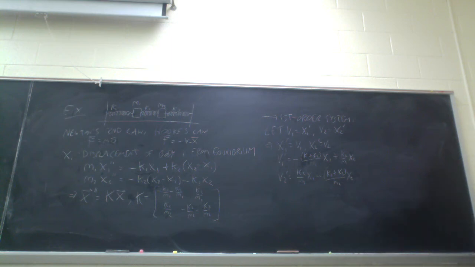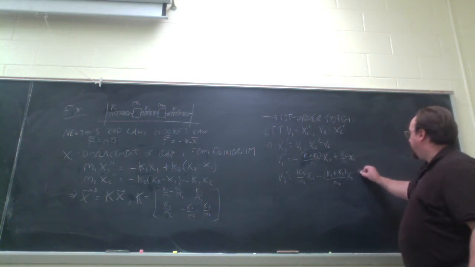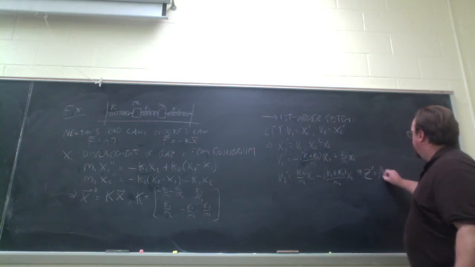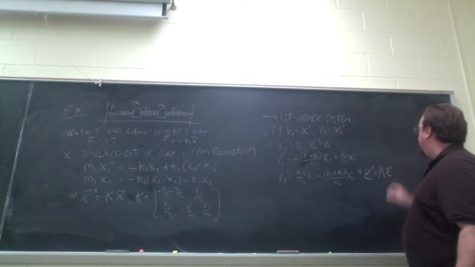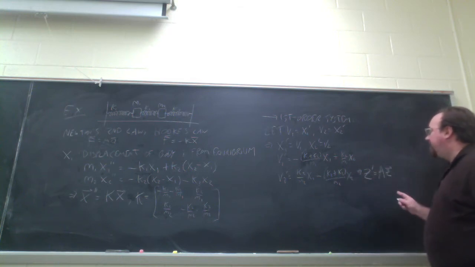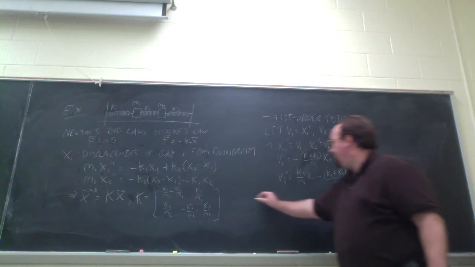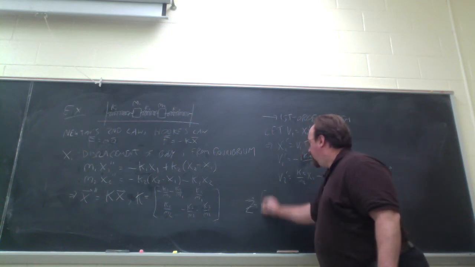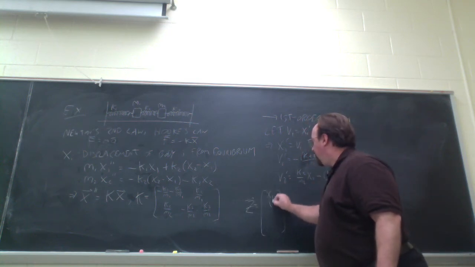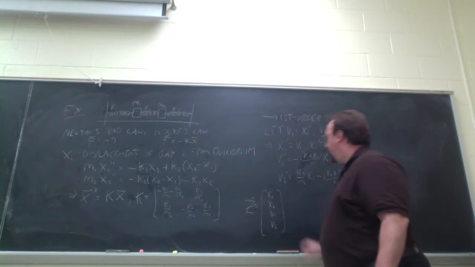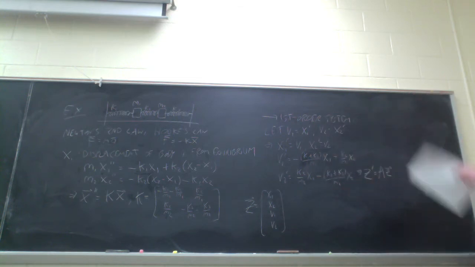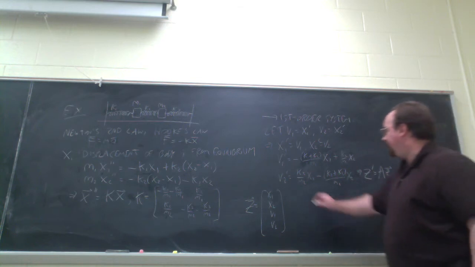x2. So now, from a second order system in 2 variables, I now have a first order system in 4 variables. So I can write this as z prime equals A times z, where z consists of all 4 of my variables. So that's x1, x2, v1, v2. And then the right-hand sides give me my matrix.